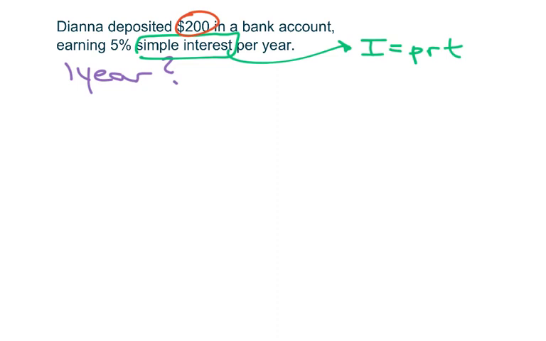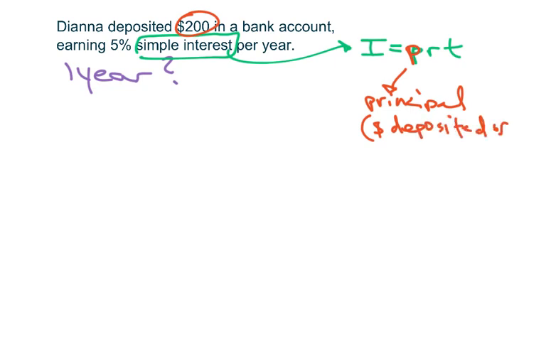Now, the $200 represents what we call our P. The P stands for principal. It's got nothing to do with Mr. Watson, I promise. The principal is the money that you deposit. However, the same concept also comes up when you borrow money. Like, let's say you had to borrow money, like a loan. So they might apply a simple interest formula to that.